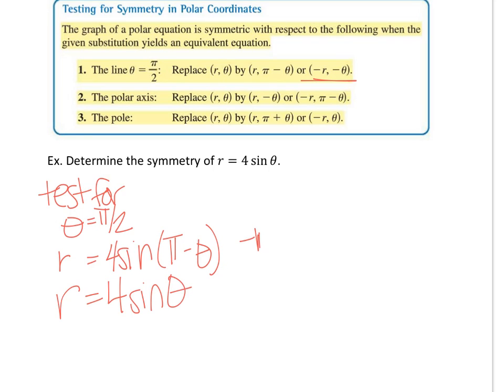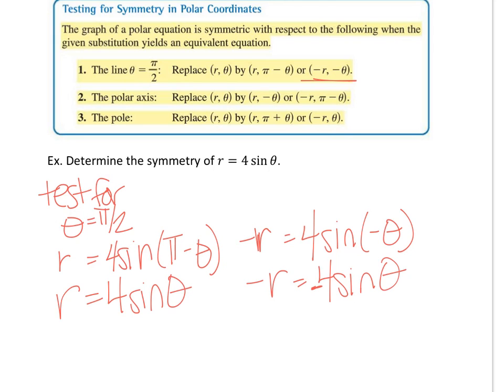If I wanted to use the other test, which I actually think is a little bit easier, I replace r with negative r, so negative r equals 4 sine of negative theta. You have an identity that tells you that with sine of negative theta, you can bring that negative out front and make that theta positive. Then if I multiply by a negative, I have r equals 4 sine theta. So this does have theta equals pi over 2 symmetry.